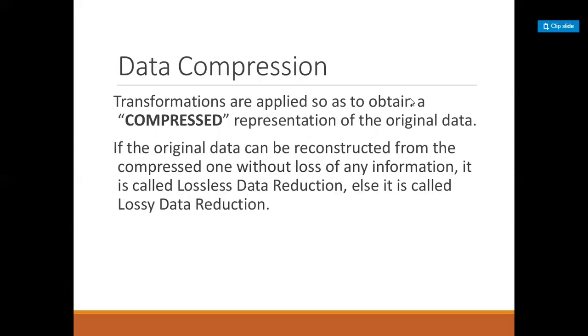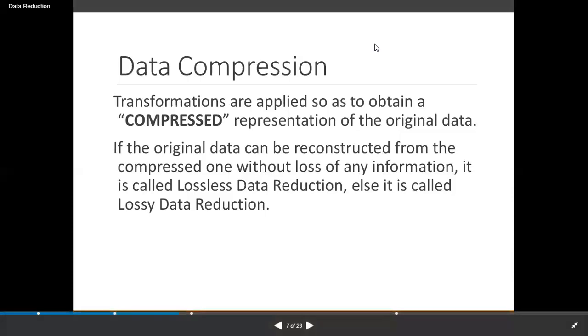The next one is data compression. Data compression, as we all know, is applied to obtain a compressed representation of the original data. There are two methods, lossy and lossless. In the lossy method, in the compressed representation, we lose a little bit of information, but the data can still represent the original very efficiently. And in the lossless method, we compress the data and do not lose any bit of information. The second one is the lossless data reduction technique.